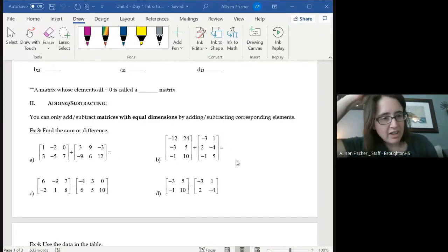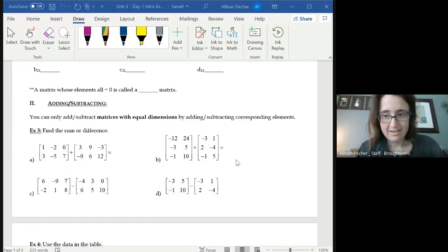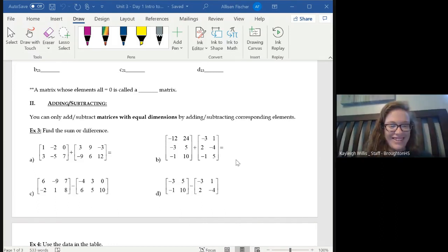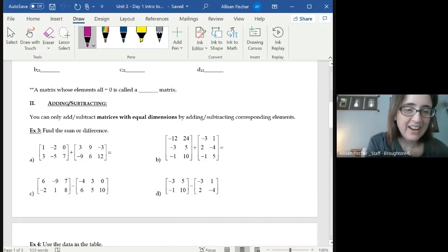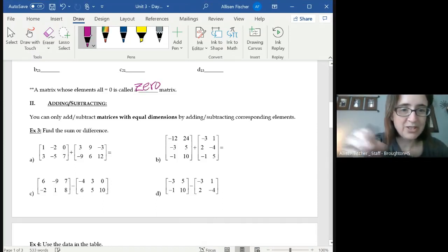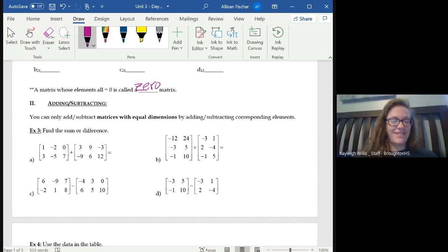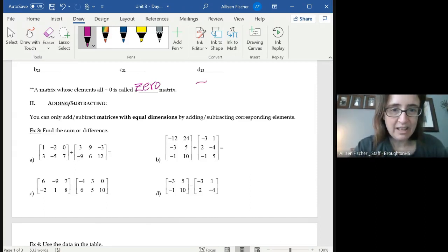All right. A matrix whose elements all equal 0 has a really special name. You want to guess what it's called? Oh, I don't know. Is it called 100? No. It's called a 0 matrix. That's fun. So if it's a 2 by 2, all the elements are 0. That's what it would look like.